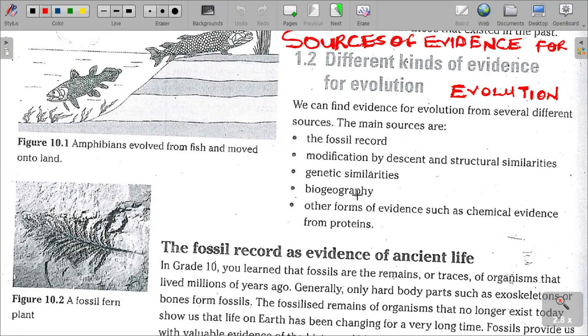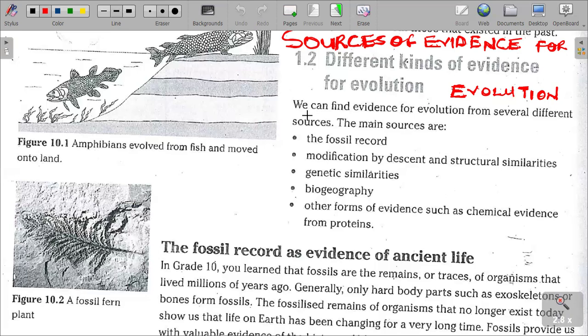I bring to you today another important presentation regarding sources of evidence for evolution. Sources of evidence for evolution form a very key part when we go to our final national examinations. So without wasting any time, I'm just going to quickly go through this.